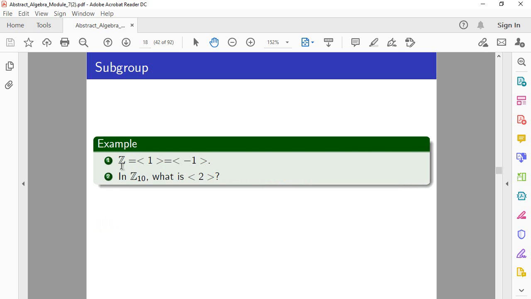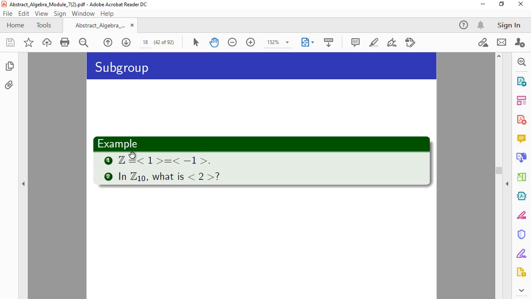Notice that Z is generated by 1, and also it is generated by negative 1. Because any element of Z, remember Z is a group under addition, you can think of each element of Z as a multiple of 1 or a multiple of negative 1. So what is 3? Well, 3 is 3 times 1, so it's a multiple of 1. But 3 is also a multiple of negative 1 because 3 is equal to negative 3 times negative 1. So it's a multiple of negative 1 as well.